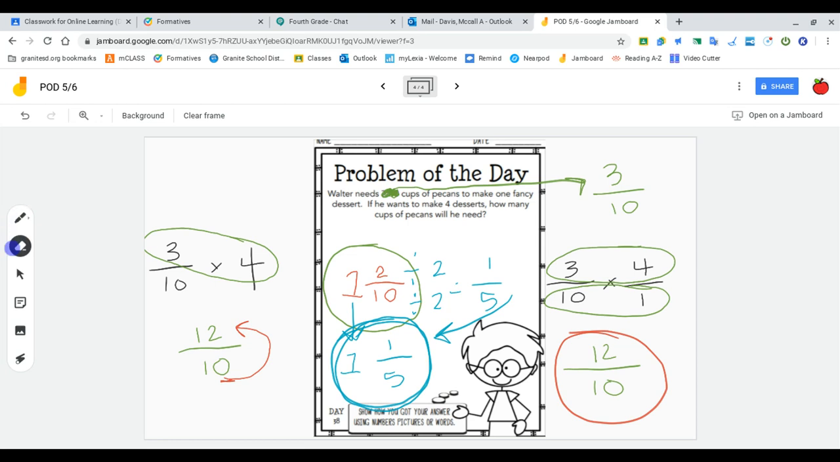All right, you guys have some different numbers. Walter actually needs 7/10 cups of pecans to make his fancy dessert. Good luck.